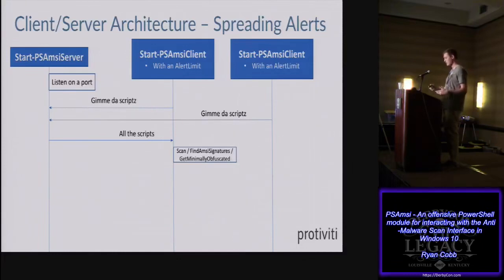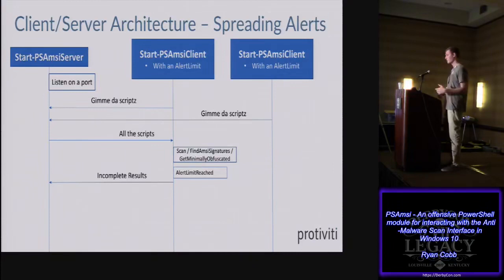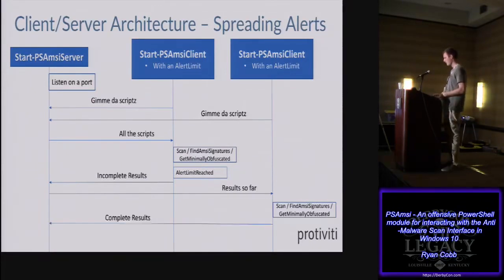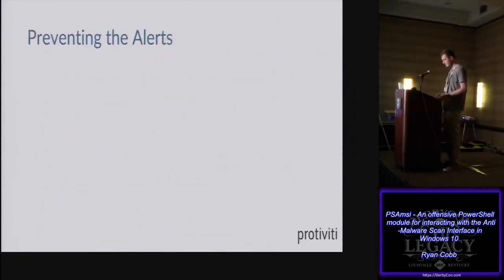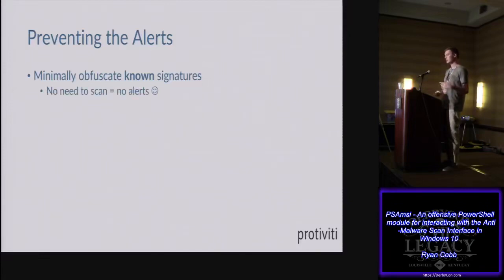So the server is going to open up a port again. The client's going to connect back, asking for the scripts that it wants to operate on. And then at any point, the second client can connect back and also ask for the scripts. The server will then send the scripts to the client. The client will operate on them, scan, find signatures, obfuscate, until it hits that alert limit that you specified, and then it will send back the incomplete but partial results from your request. The server will then inform the second client of the progress of the first client, and it can continue that scan or signature finding or obfuscation, and then once it completes, send back the complete results to the server. And again, the output comes on the server side.